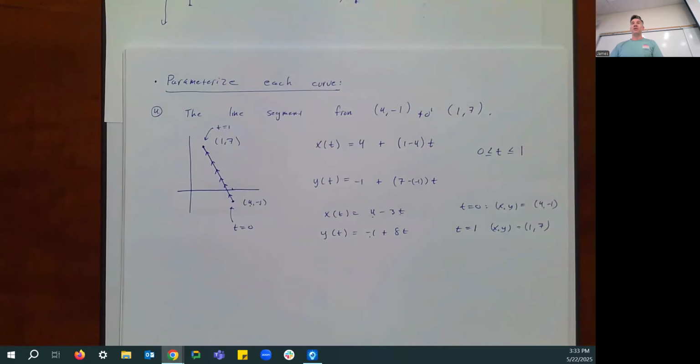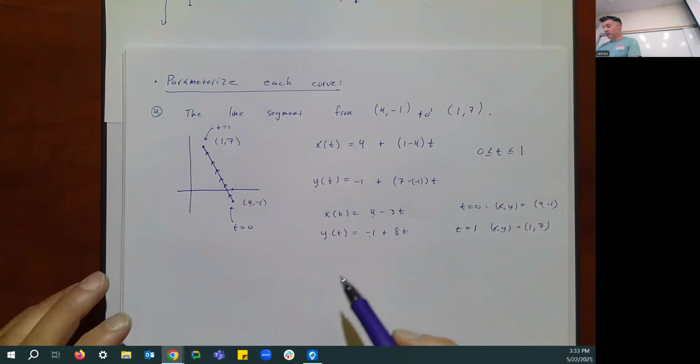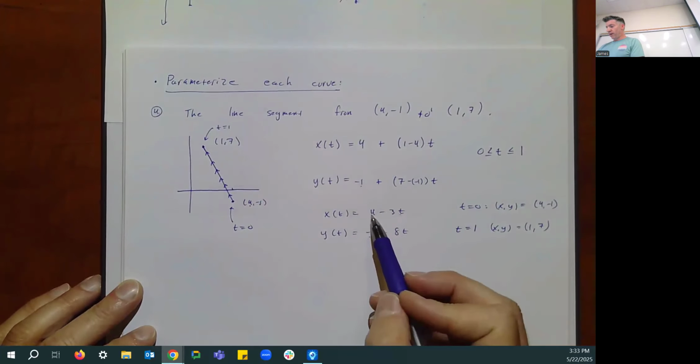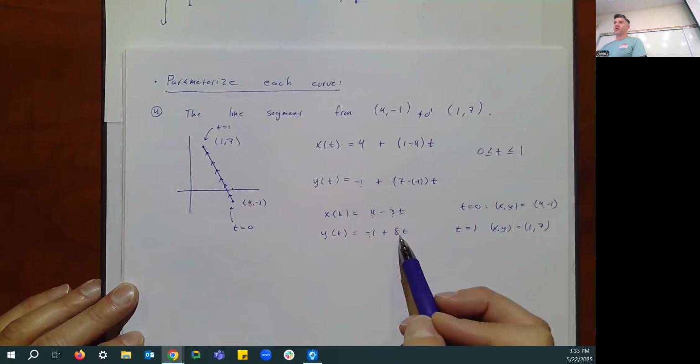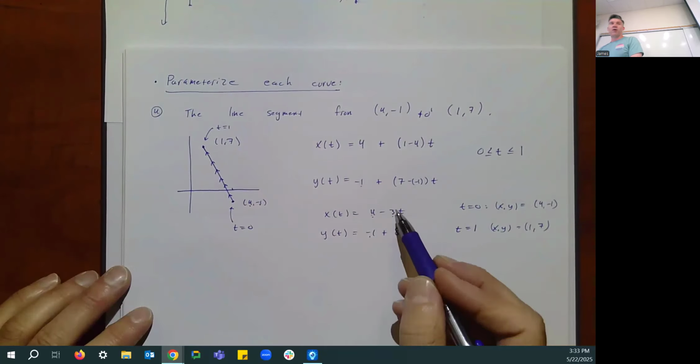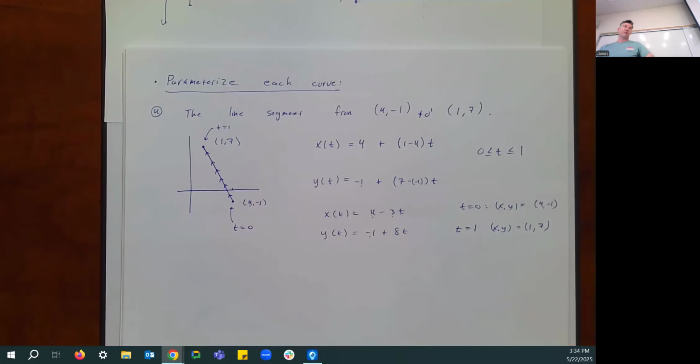Is this the only way to do it? Definitely not. I could have said 4 minus 3 over 2 t and negative 1 plus 4t and said t goes from 0 to 2. I could scale the multiple of t by anything I want and then increase the domain of t by that factor. But this is the pretty standard way of doing it.